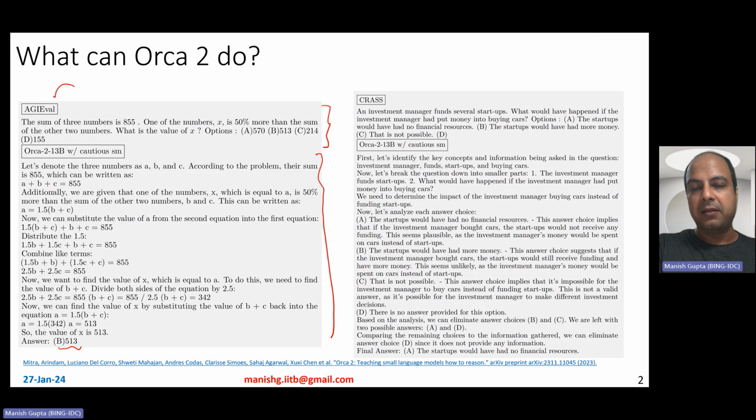So it considers three numbers A, B, C, which add up to 855. One of them is 1.5 times the other, 50% more than the sum of the other, and so on and so forth. So it does all of those steps and nicely comes up with an answer.